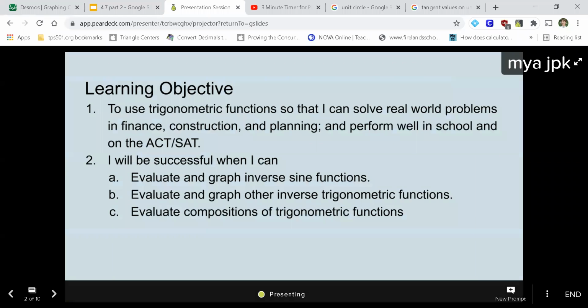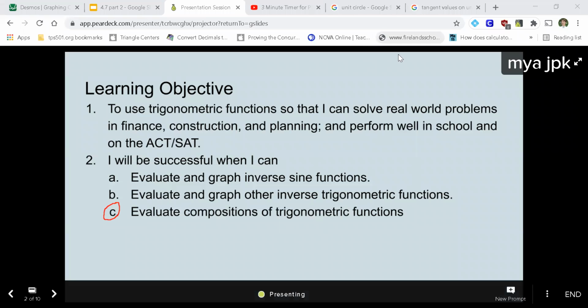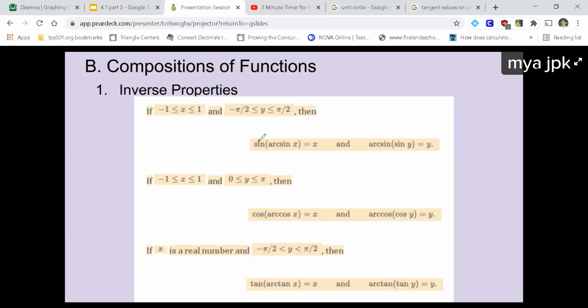All right, then what we're going to do today is finish 4.7, which is evaluating compositions. So now we're going to take a trig function and its inverse and combine them together. It's not too bad as long as you get the notes down. So the first type of compositions that we'll do is a function and its inverse.